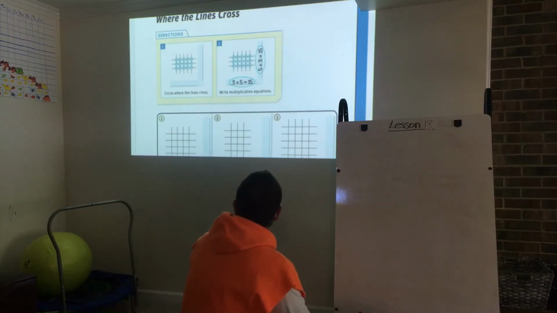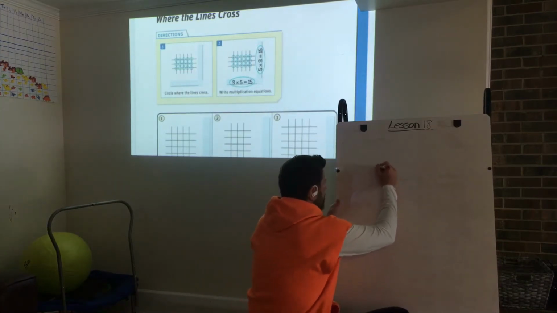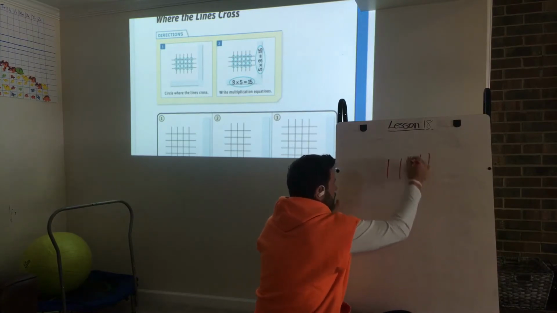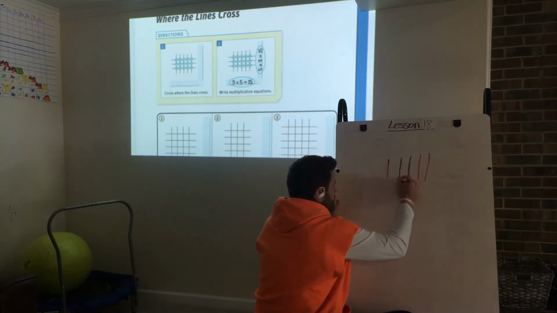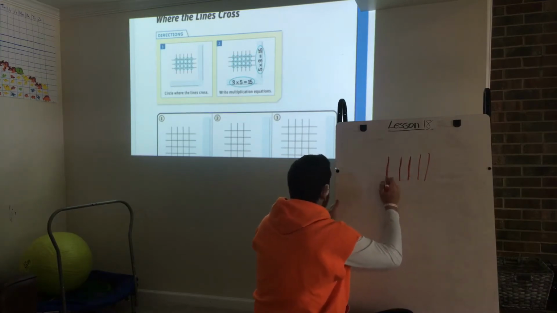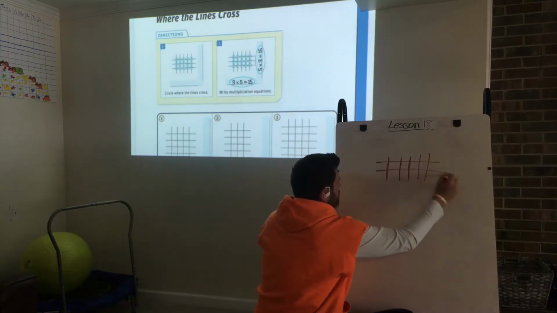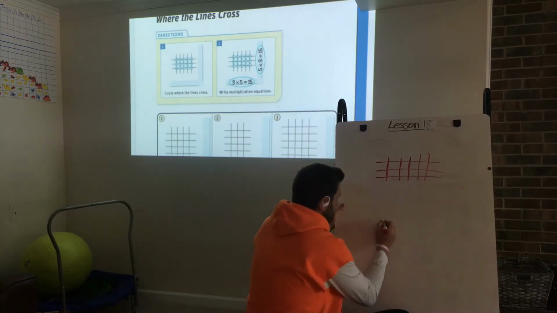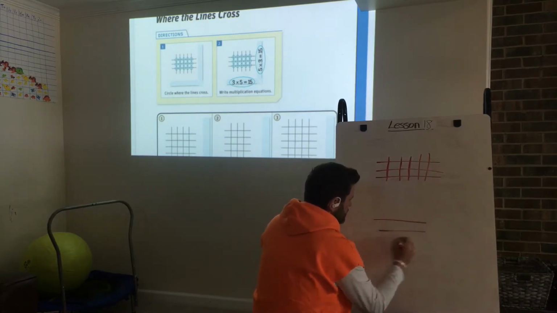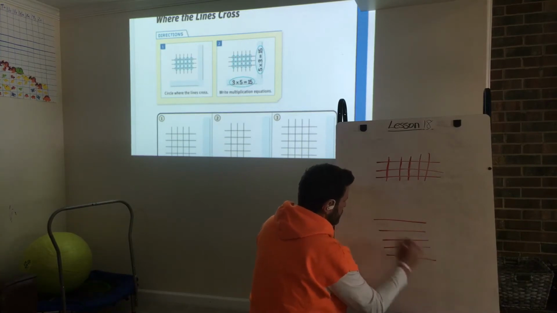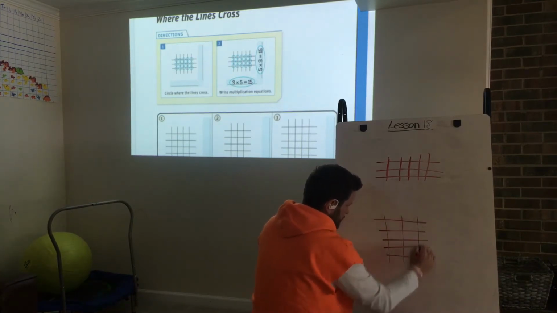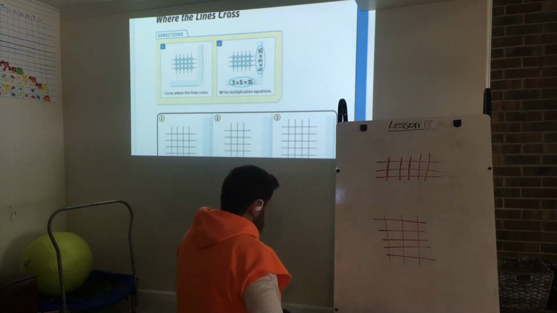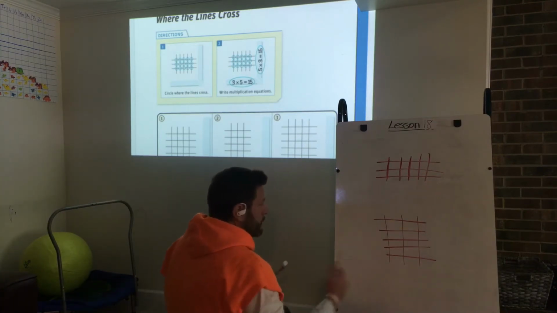So let's say they have 5 vertical lines going down, okay? 1, 2, 3, 4, 5. And then 3 going across. 1, 2, 3. Okay? And then the same thing, we're just going to flip it sideways. So it's the same number of vertical lines and horizontal lines.